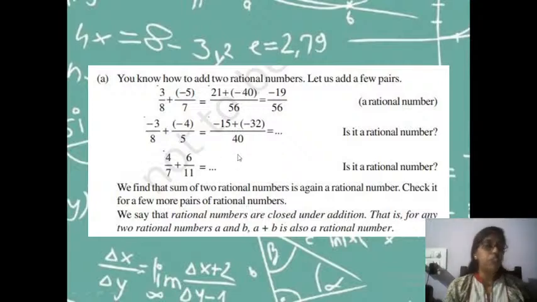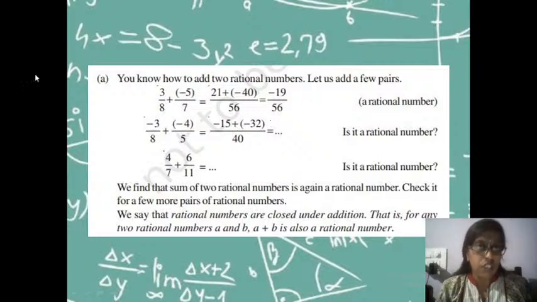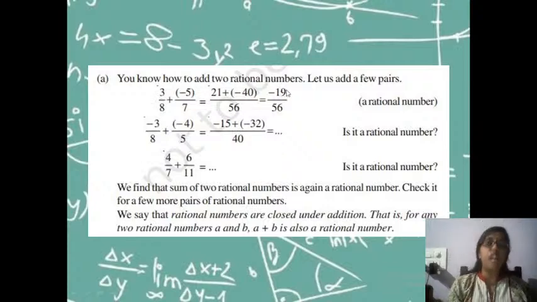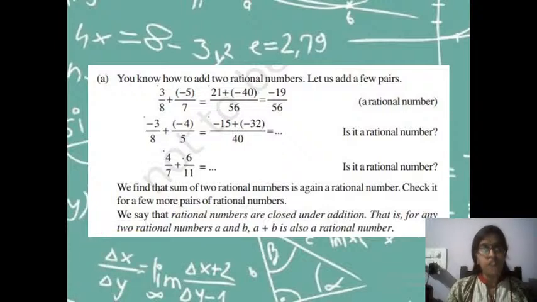Let us now come to the addition operation in rational numbers. We learned addition, subtraction, multiplication and division operations in natural numbers, then whole numbers, then integers. Now we are going to rational numbers, which is more important for this chapter. So now, how to add two rational numbers? Yes, you would have learned this in your lower classes in the fractions chapter.